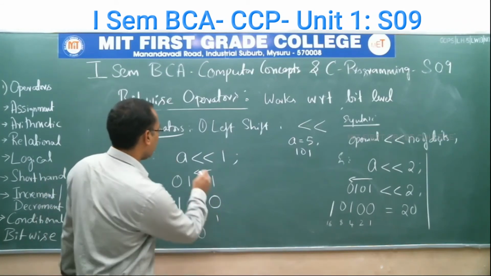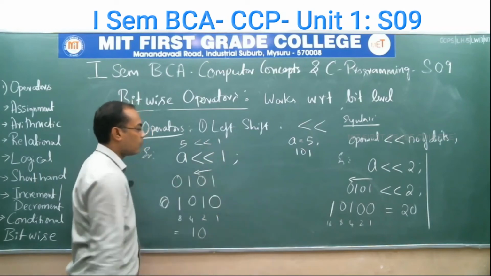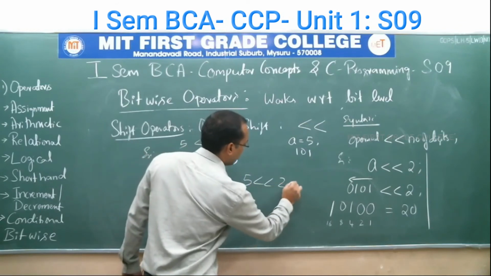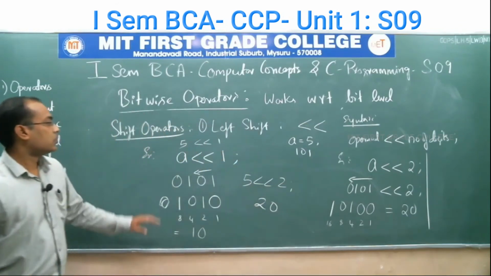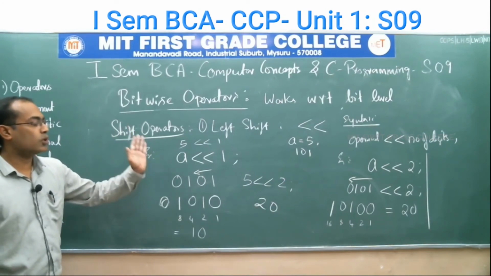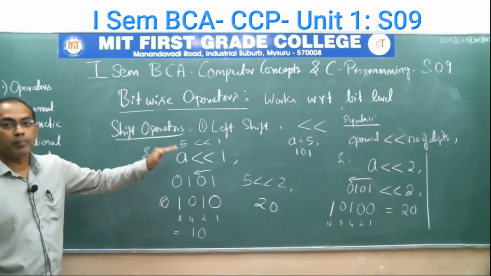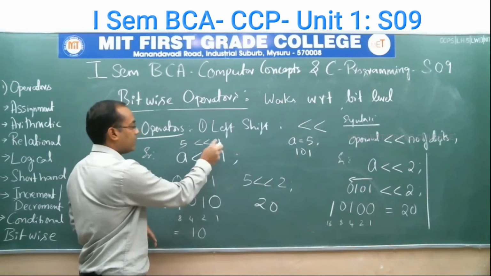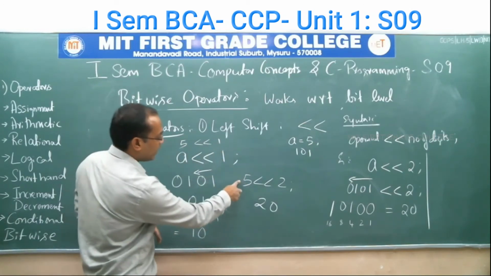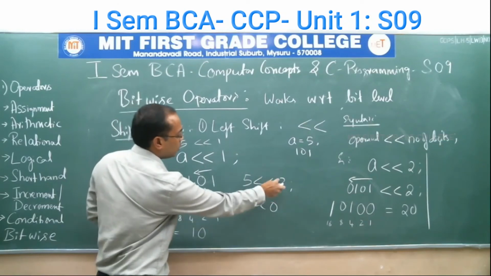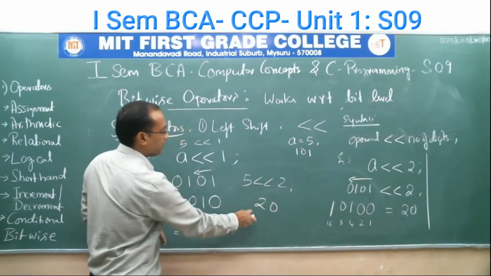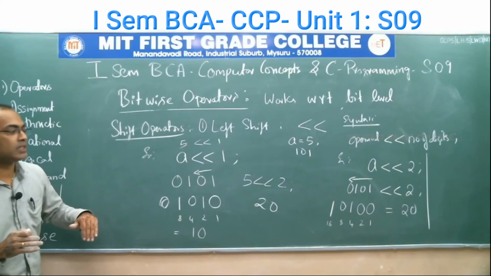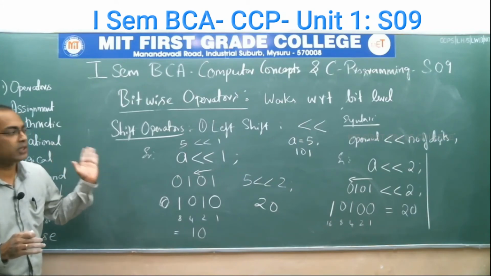So if you say 5 left shift one time, you are getting the value 10. If you say 5 left shift two times, you got the value 20. So the left shift operator is used to multiply the operand by 2 to the power. So 5 left shift one time means 5 times 2, 5 twos are 10. 5 left shift two times means 5 times 2 times 2, that is 4, 4 times 5 is 20. So left shift is used for multiplication of the operand by 2 to the power. This is the working of the left shift operator.